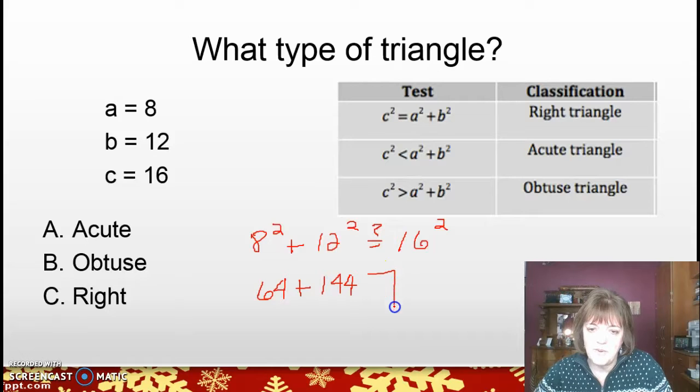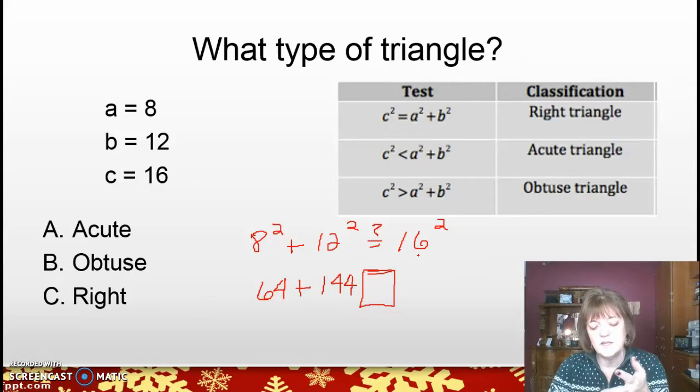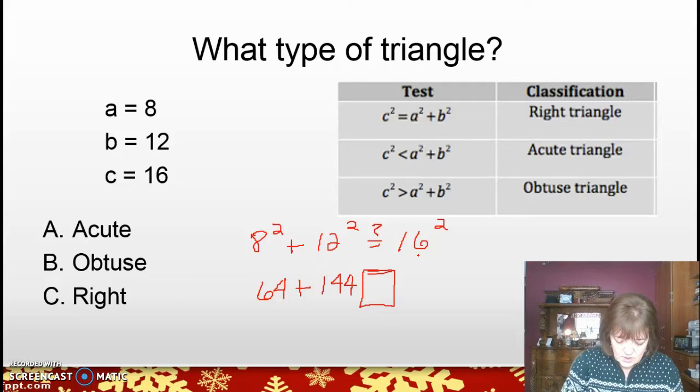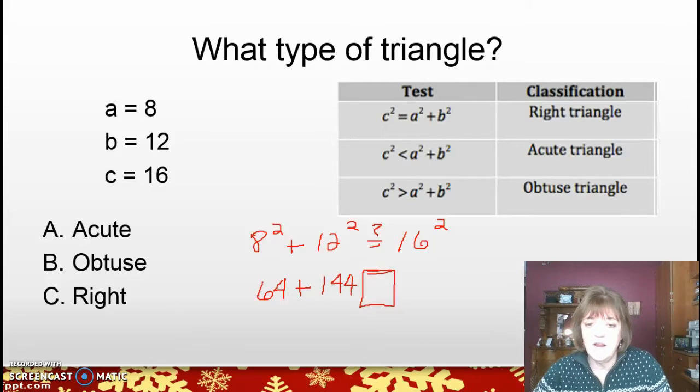And I'm going to just put a box here from now on, all right? We don't know what it is. It's going to be either an equal sign, a less than, or a greater than sign. So 16 squared is not one of the ones I've got memorized. Whoa, that is not right. Clear your calculator, Mrs. Horn, before you go doing crazy stuff. All right, so 16 squared equals 256.